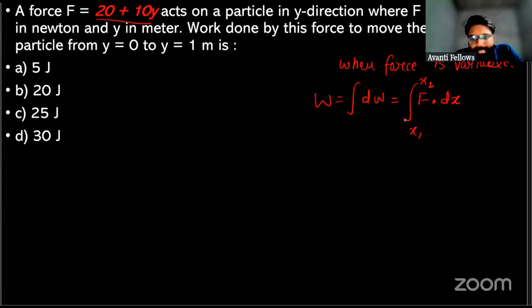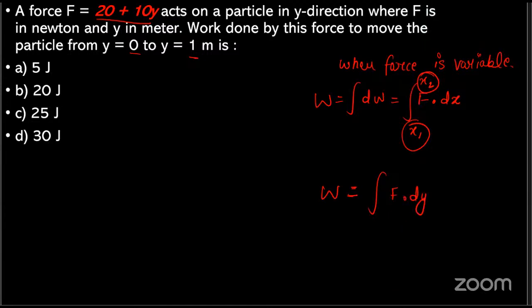As you can see in the question, I am going to solve it for you. A force of F equals 20 plus 10y acts on a particle in the y direction, where F is in newtons and y in meters. Find the work done by the force to move the particle from y equals 0 to y equals 1. See, as I have said, the limits will be provided to you. This displacement is in the y direction, okay? So we can say that it is F dot dy.